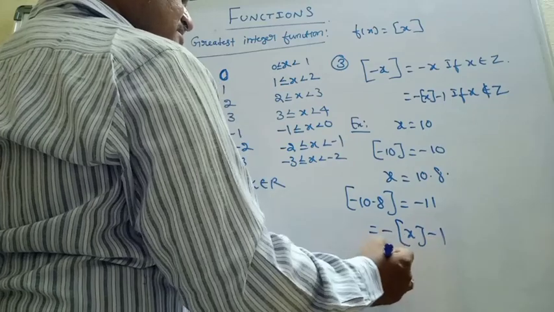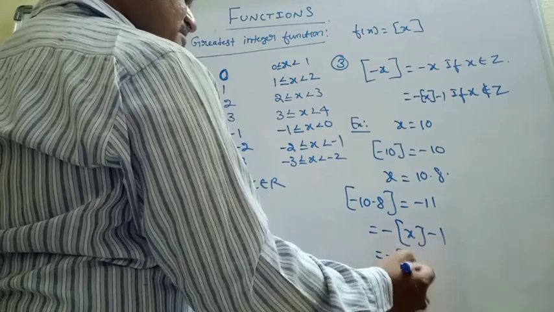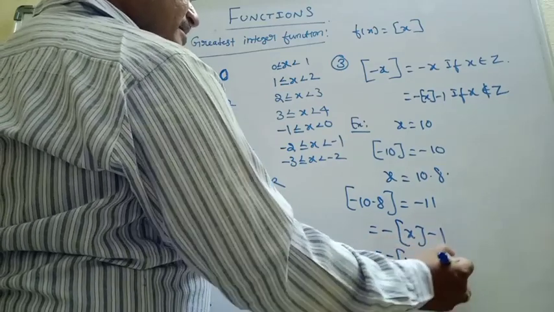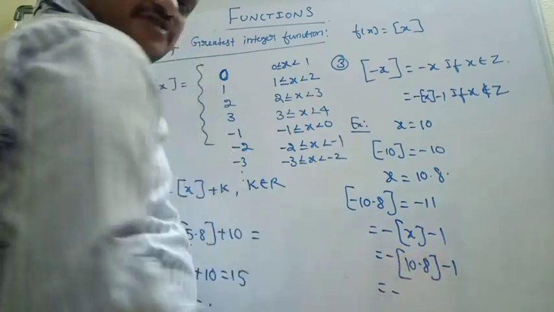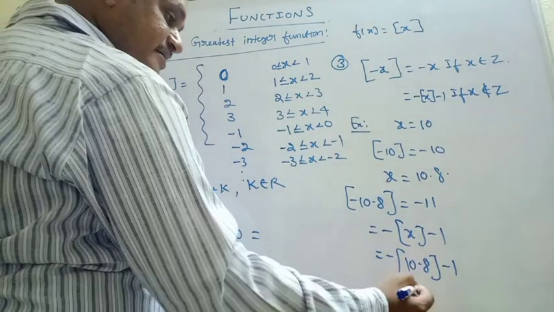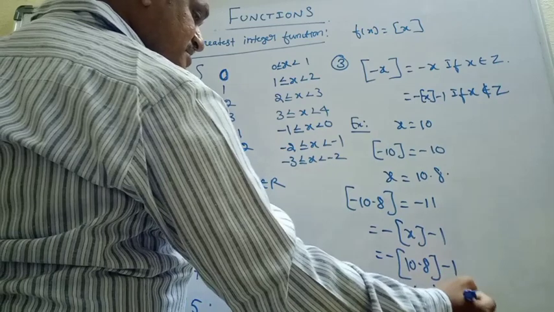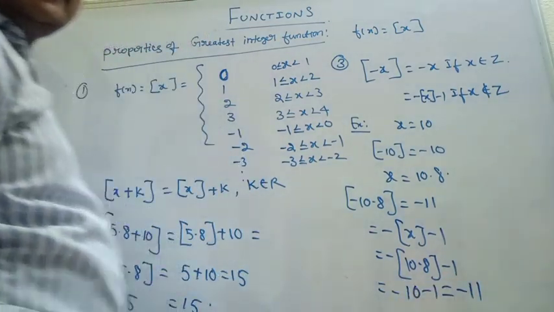That is, minus of floor x is nothing but 10.8 minus 1. Minus of floor of 10.8 is what? 10. Minus 10 minus 1. That is nothing but minus 11 you will be getting.